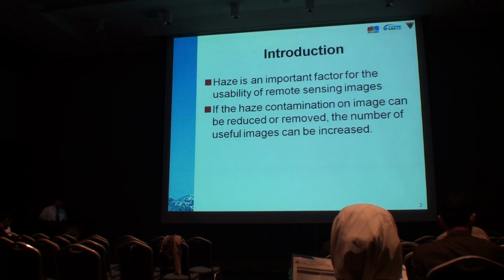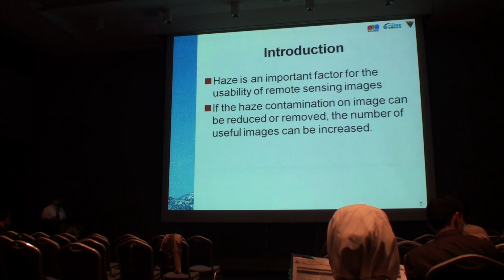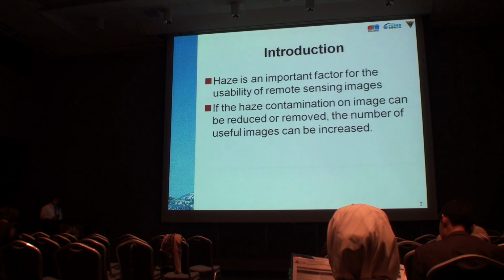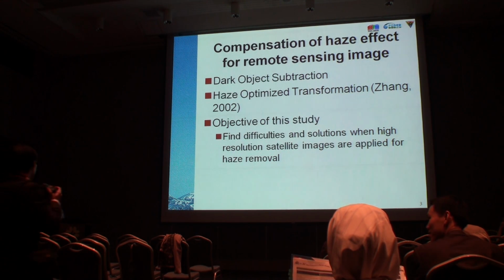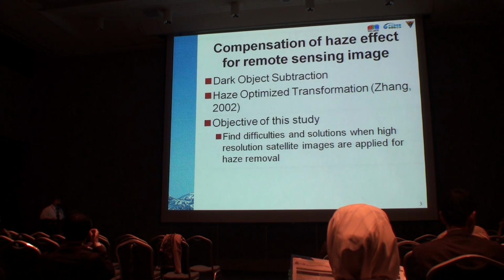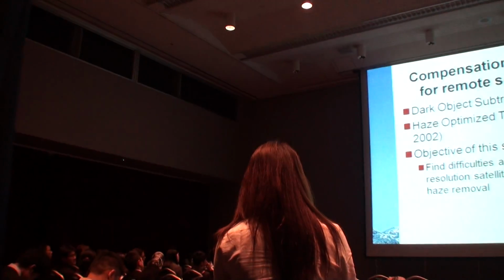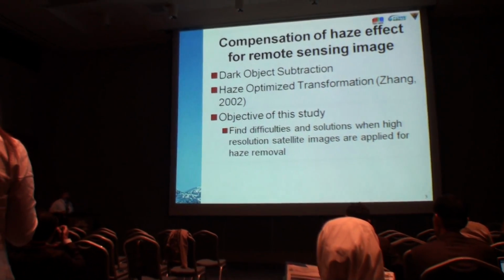Research. We all know that haze is an important factor for the usability of remote sensing imaging. That means if haze can be removed from the imaging, maybe the image can be more useful in your application. Traditionally, there are several methods for haze removal. The first one is so-called dark object subtraction, and another one is haze optimized transformation. The objective of this method is to find the difficulty in the above-mentioned methods and find some solution to improve them in haze removal.